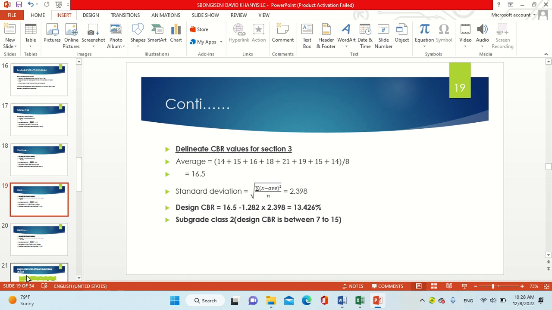It also continues to the CBR of section 3, for which we calculated the average of 16.5, and for standard deviation we received 2.398, and for the design CBR of section 3 we received 16.5, and the overall design CBR was 13.426%. And the last one was the subgrade class 2, which we have chosen between 7 to 15.